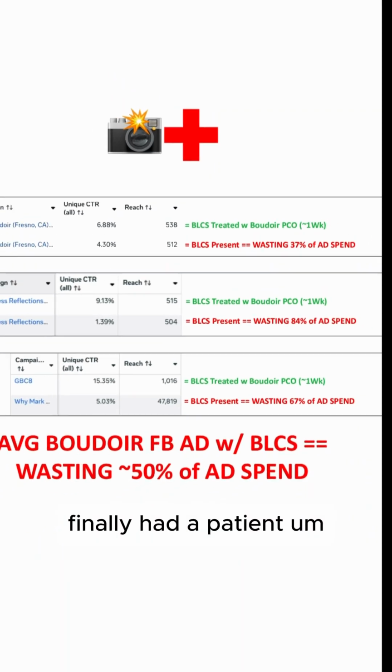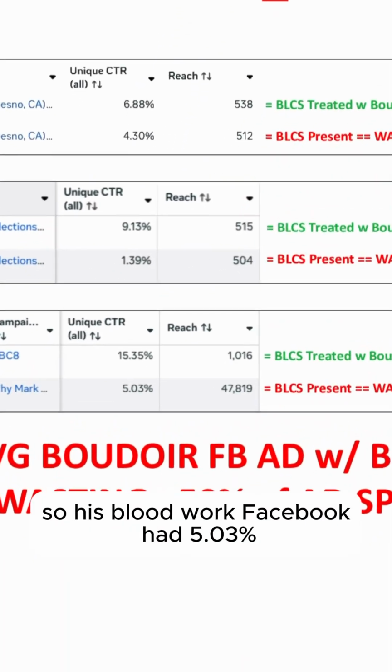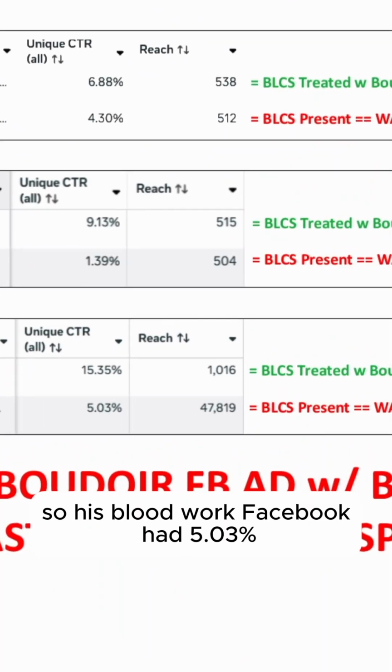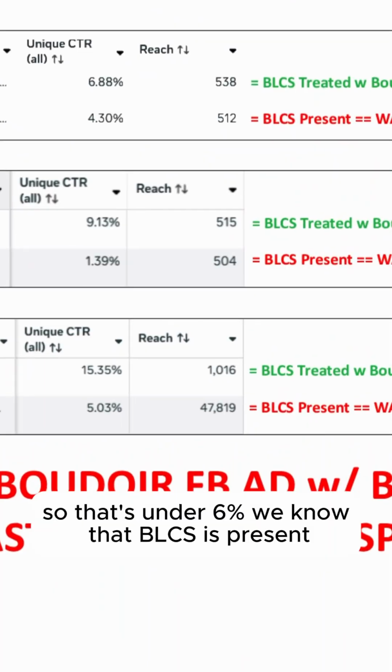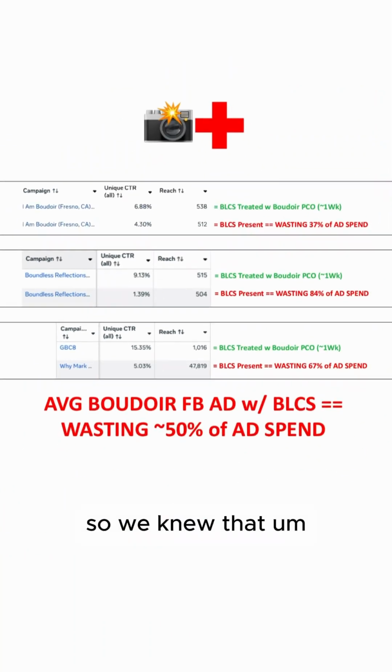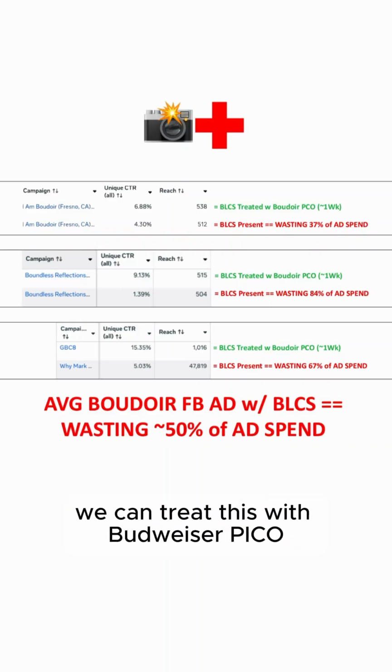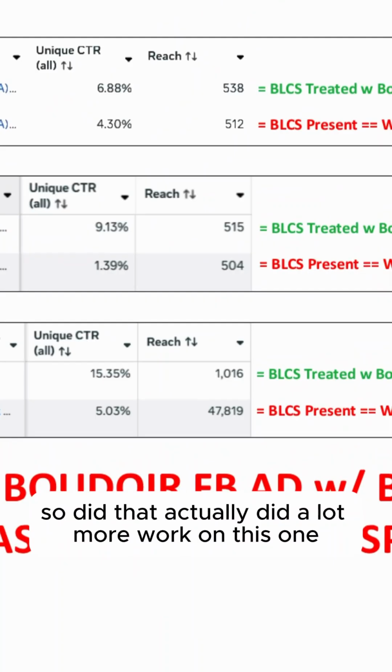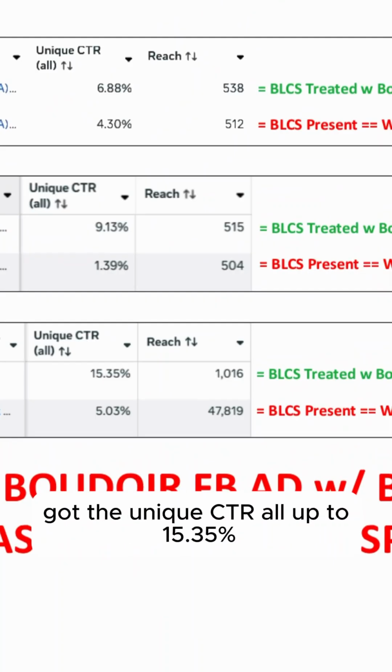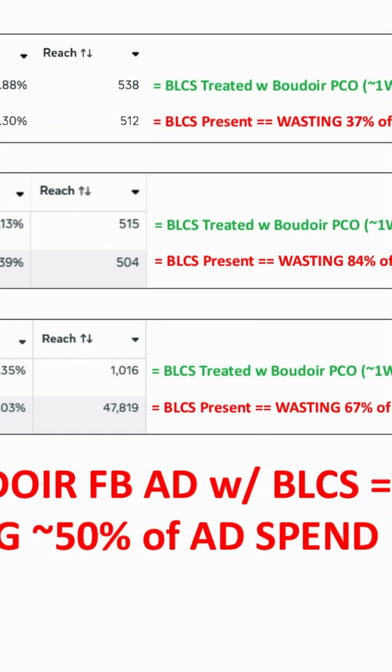Finally, had a patient, so his Boudoir Facebook had 5.03%. So that's under 6%. We know that BLCS is present. So we knew we got some work to do. We can treat this with Boudoir Pico. So did that. Actually did a lot more work on this one. Got the unique CTR all up to 15.35%.